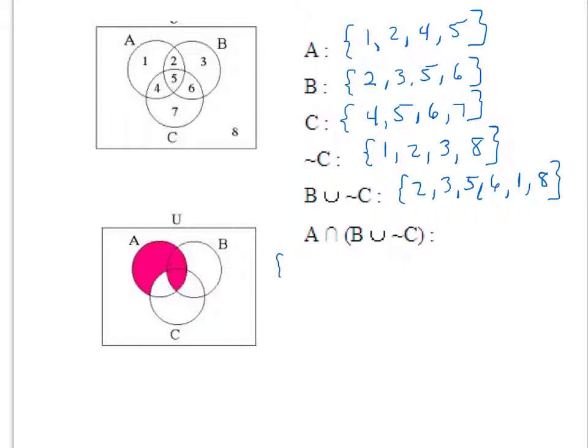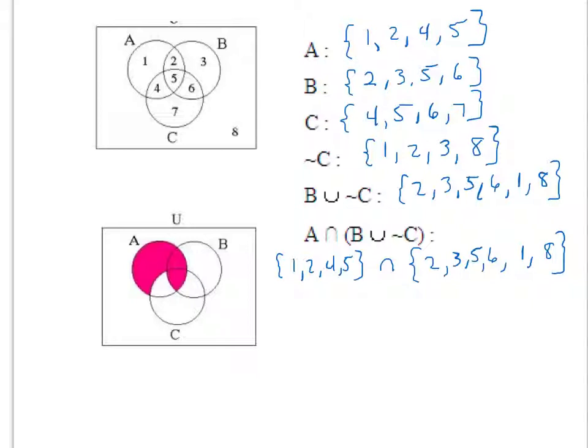Well, A is 1, 2, 4, and 5. And B union not C, so we want all of B, because remember, union means you're going to include everything you're saying there. So 2, 3, 5, 6. There's all of B. But we also want in this set not C. So not C would also be, I don't have 1, and I need 8. Okay, so now we look at those two sets, and now we choose the intersection.